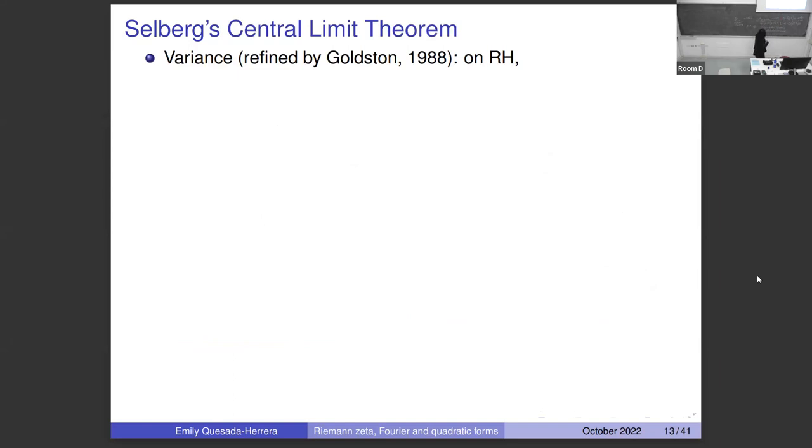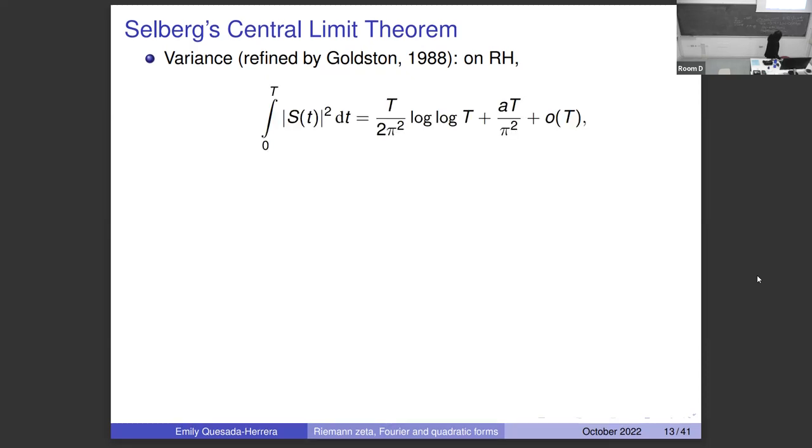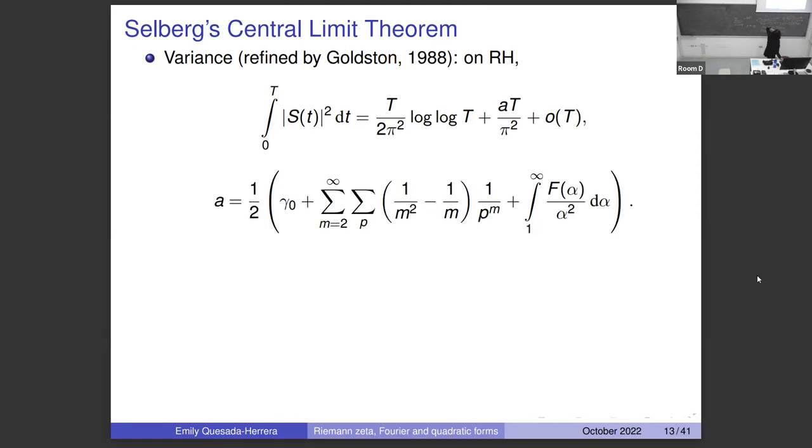And this was done by Goldston in 1988. Assuming the Riemann hypothesis, he estimated the second moment up to the second order term. So the first order term is the one computed by Selberg, and now we also have the second one. And for the second one, this is very interesting because this is this constant A of T, and this constant contains information from prime numbers and also contains information from the zeros.